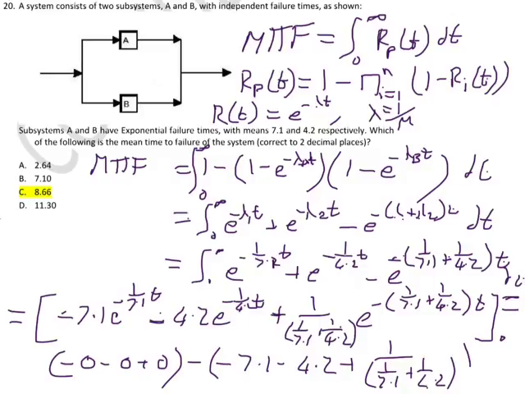And this is going to be our answer, just remembering that this is all going to vanish, and this is going to be plus 7.1 plus 4.2 and minus that thing, and you'll see that that comes up with our answer of 8.66.